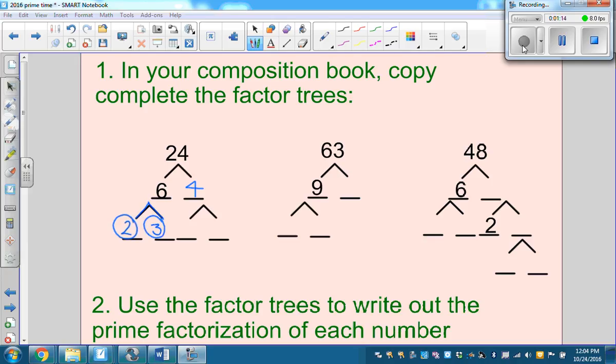And then 4 breaks down to what, George? 2 and 2. That's right. So I circle all of those. Those are all the primes. And what that means is 24 can be written as 2 times 2 times 2 times 3. 24 can be written as a string of prime numbers.